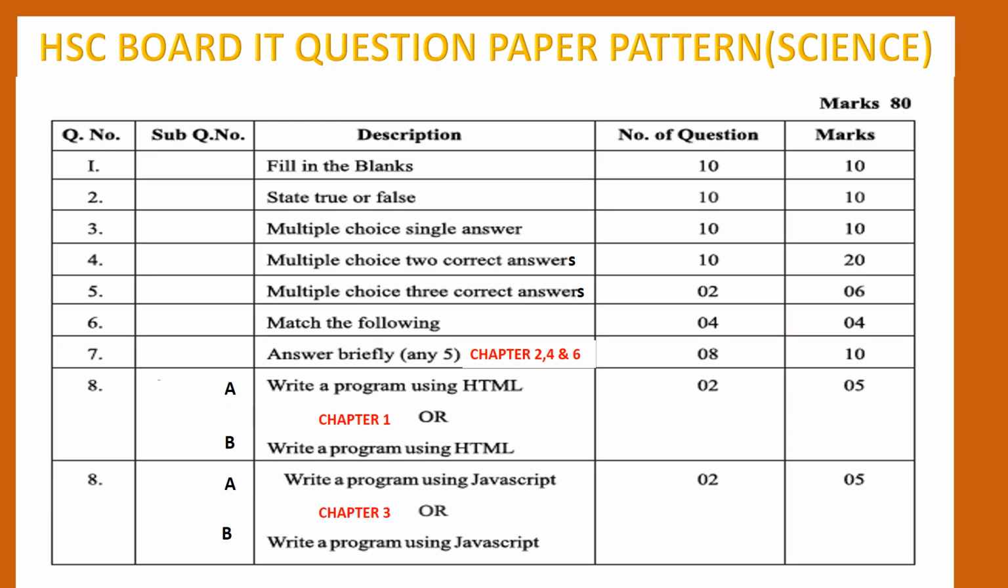2 HTML programs are given, answer any one for 5 marks. 2 JavaScript programs are given, answer any one, 5 marks. To score 10 marks, answer 1 HTML and 1 JavaScript program. If you answer both HTML and both JavaScript programs, the best of each will be considered.